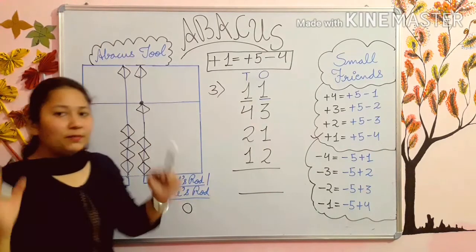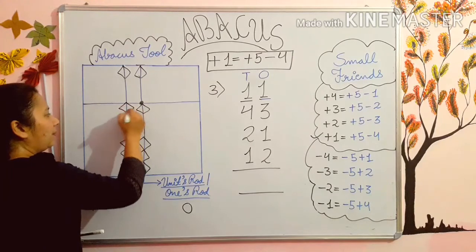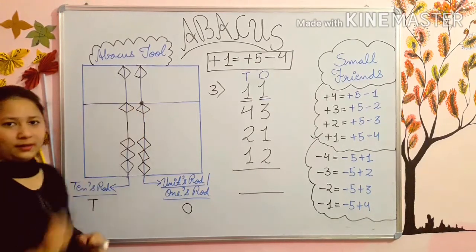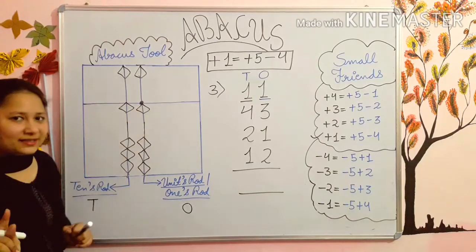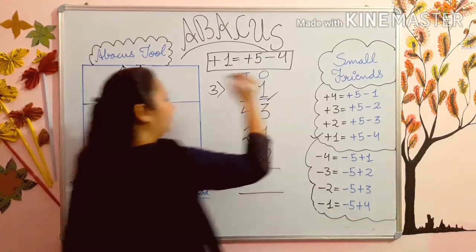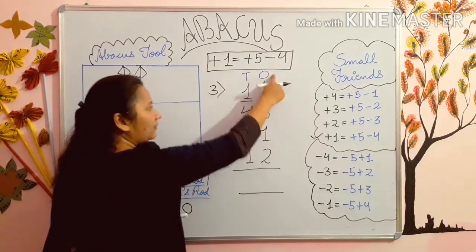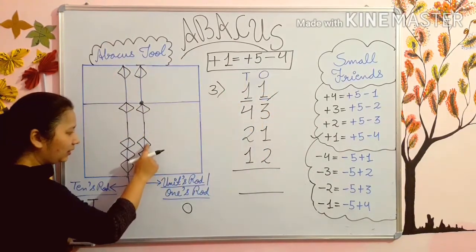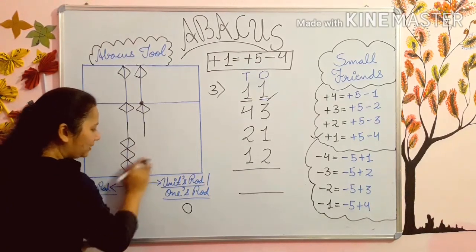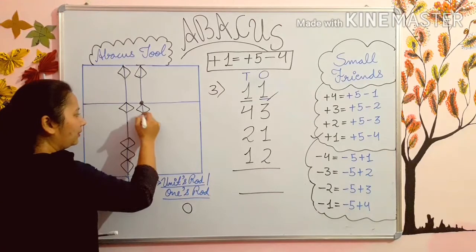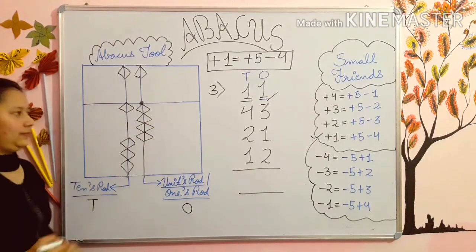Now, next, you have to add 1 in tens rod. So 1 means put the 1 bead up. Done? See, 1 I have added in ones rod, 1 I have added in tens rod. Now this is completed. Now next you have to add 3 in ones rod. 3 means see 1, 2, 3 beads are there. So 3 I will add. Add means put the beads up. 1, 2, 3.